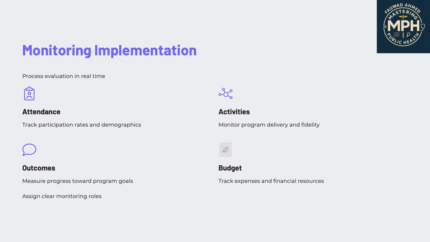Monitoring implementation. Monitoring is a form of process evaluation. It helps you know what's happening in real time. First is collect and review data regularly. Track registration, attendance, activity completion, and unexpected issues. Second is monitor expenditures and revenues. Adjust as needed. Third is assign monitoring responsibilities to someone who will follow through. Fourth is make small corrections early to avoid big failures later.